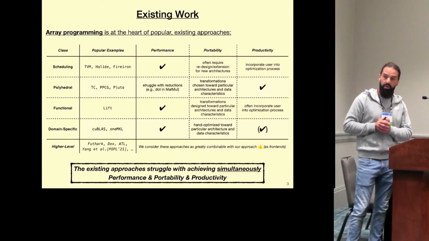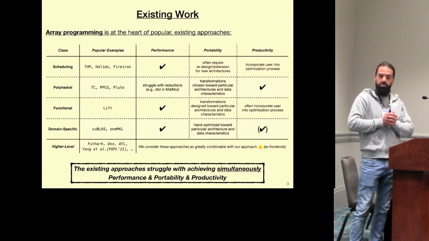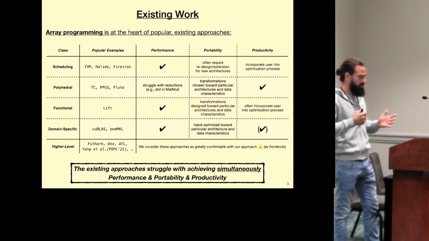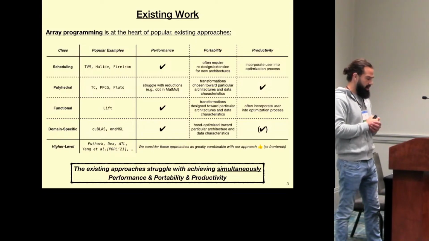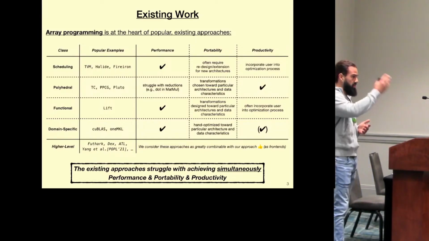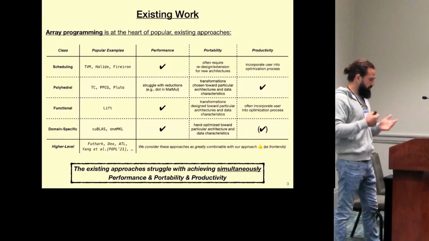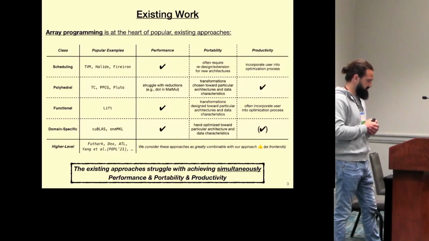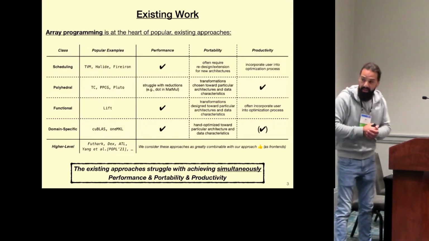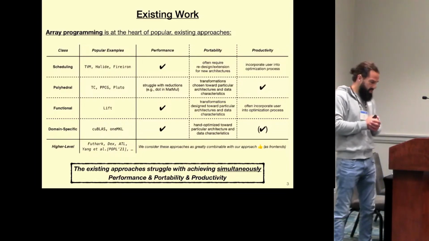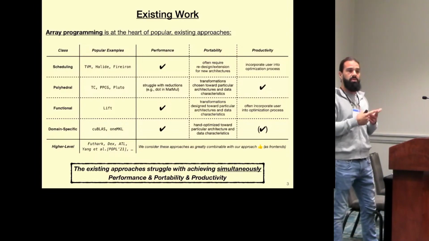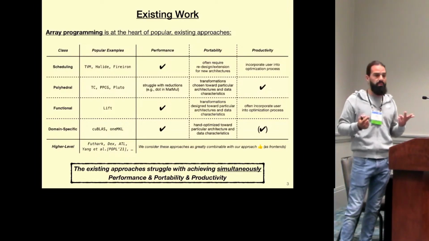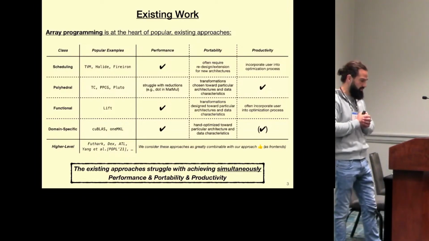Existing work. I don't think I have to convince this community that array programming is already at the heart of many popular existing approaches. We have, for example, TVM, Halide, and FireIron, which are scheduling-based approaches, which you also heard about in the talk before. We have popular polyhedral compilers: Tensor Comprehensions, PPCG, Pluto. In our paper, we argue that the existing approaches currently struggle with achieving performance, portability, and productivity simultaneously. I think these are three of the main goals these communities are currently striving for.